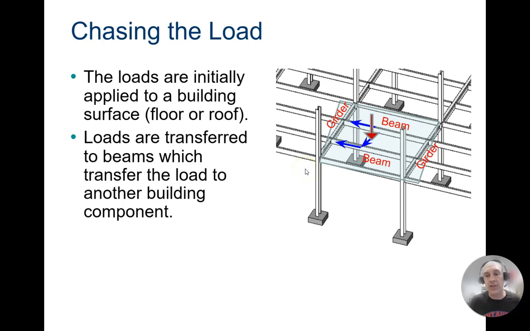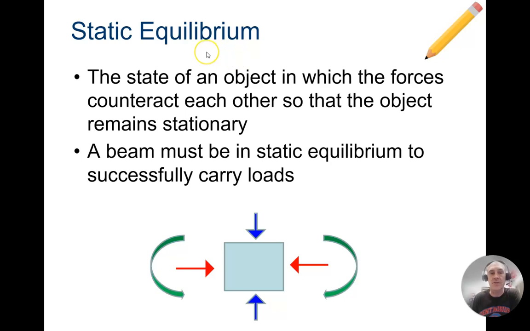What we're going to be doing is chasing loads. So loads are initially applied to a building surface, the floor or a roof, and then the loads are transferred down and then out to the beams, out to the girders, and then to the columns, then all the way down to the footings.